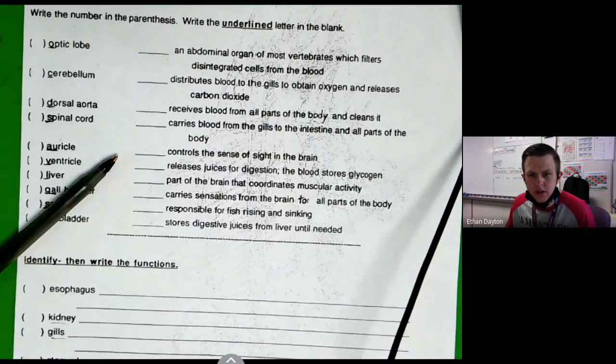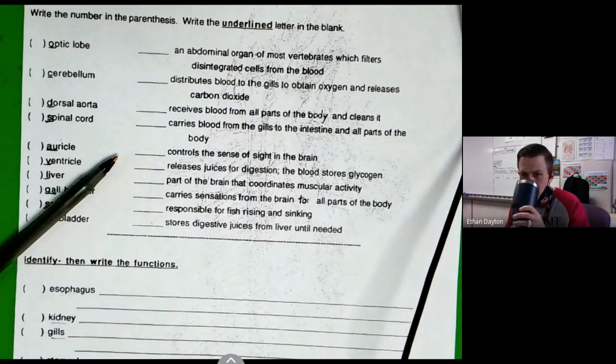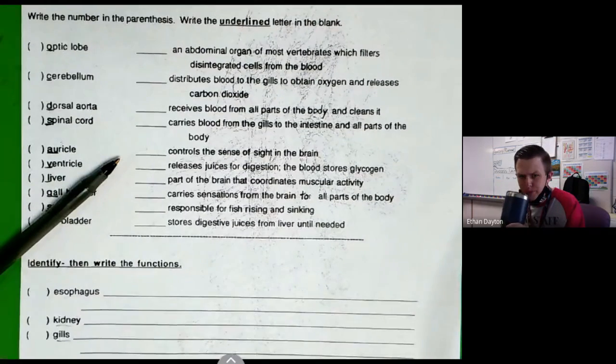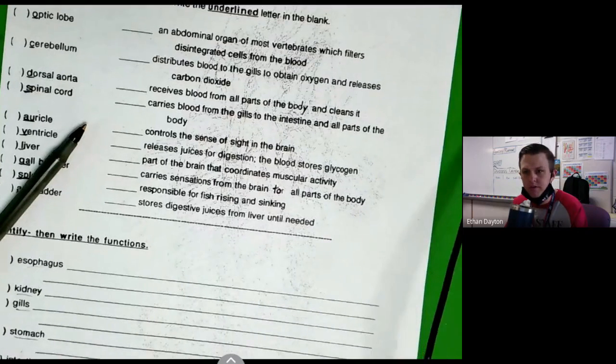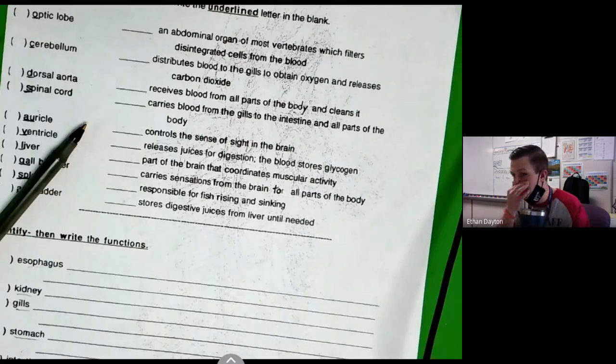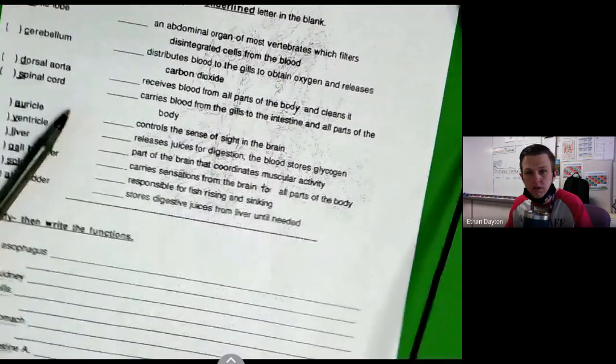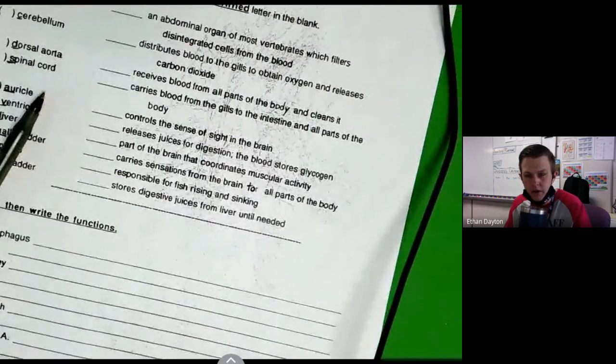Okay, so Alana, it looks like you need to find the quiz and take it. It is in Schoology. Okay, yeah. Perfect. Got it there now. And you're going to have to scroll between the diagram and the answers. Okay.